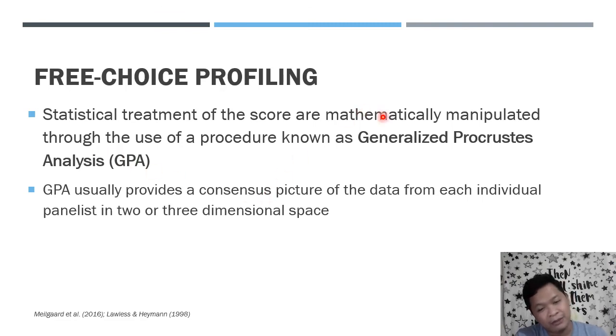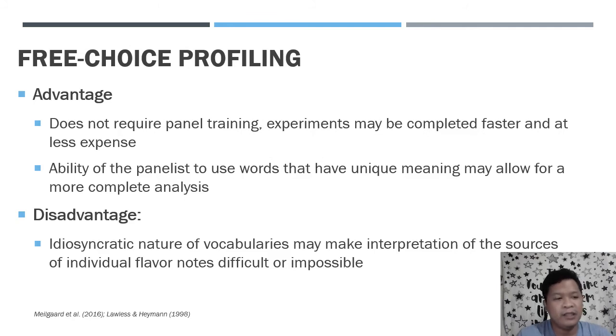So for that, we use the GPA or the Generalized Procrustes Analysis to try and give us a consensus picture of the data in either a 2D or 3D space. As a GPA is a multivariate analysis, it would be very complicated to discuss it now. Hindi rin naman tayo gagawa ng free choice profiling sa lab. So I leave it at that for now, but we'll see in the later lectures kung may oras pa para tignan yon. But we'll at least touch on some other multivariate analysis statistics probably.